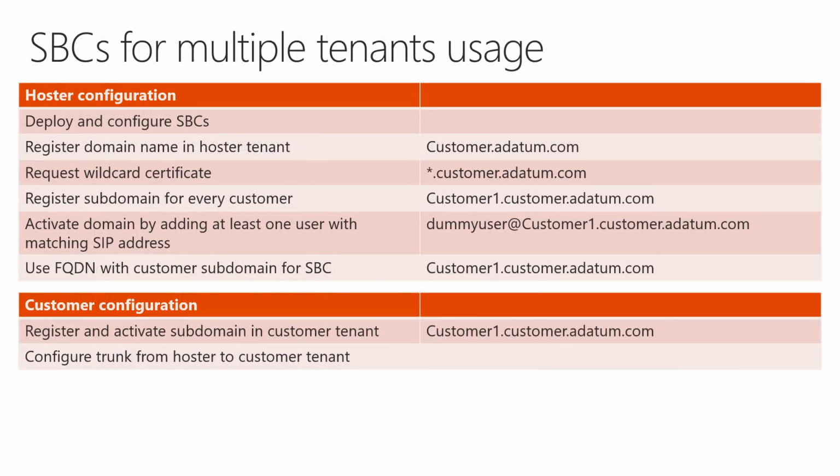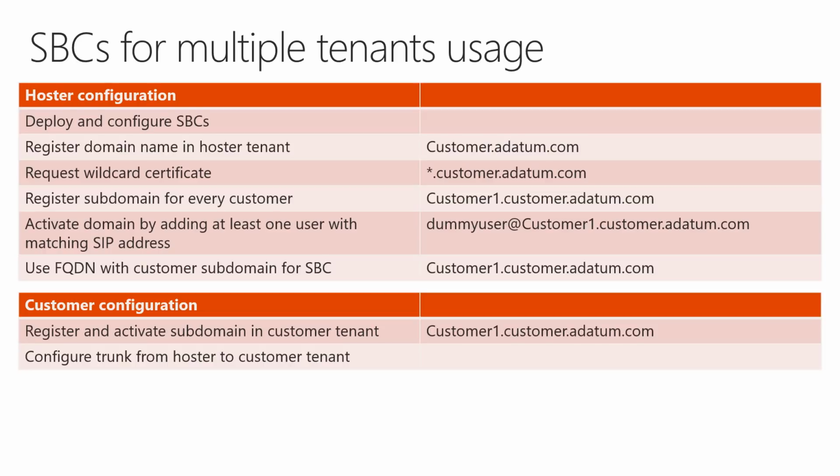This slide is about how SBCs can be used for multiple tenants. So how one company, partner, a hoster, a carrier perhaps, can use one SBC, or actually multiple, and use them for multiple customers. There are two parts to it. First, there's the hoster configuration, and second, there's the customer configuration. In the hoster configuration, obviously, the hoster needs first to deploy and configure the SBCs. Then they need to register a domain name in the hoster tenant. In our example, they will use customer.adatum.com.